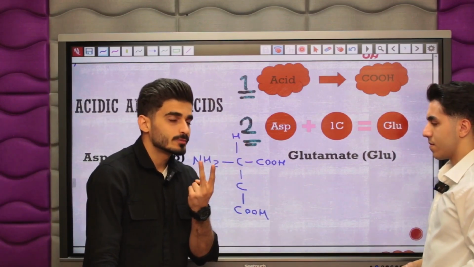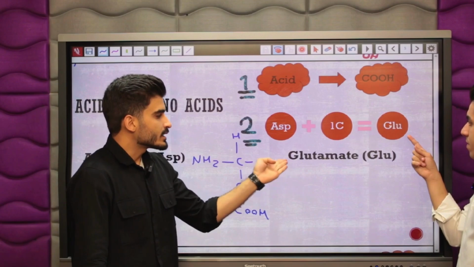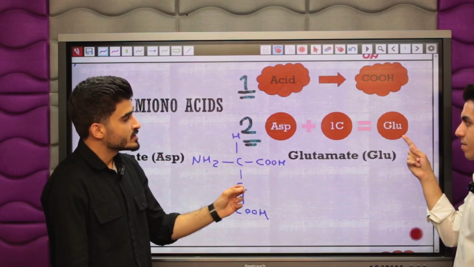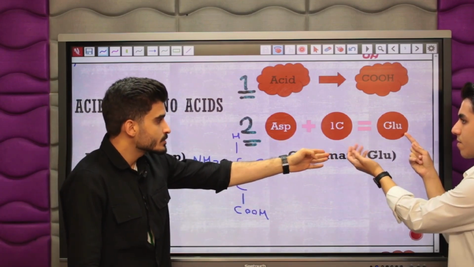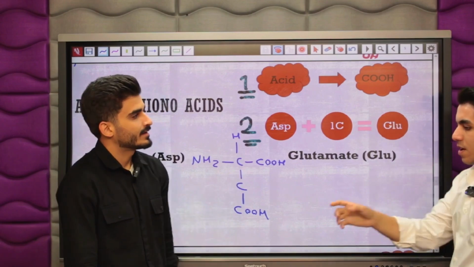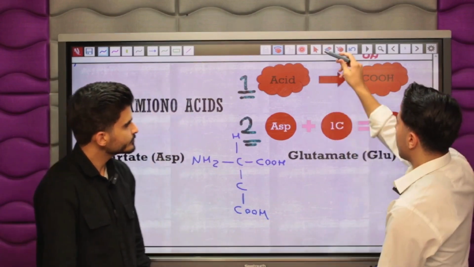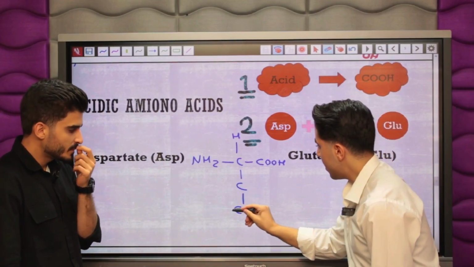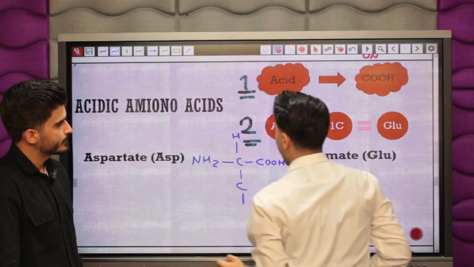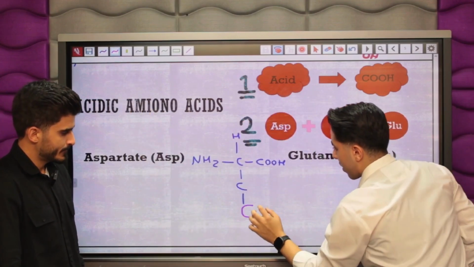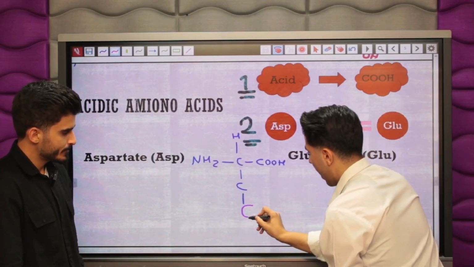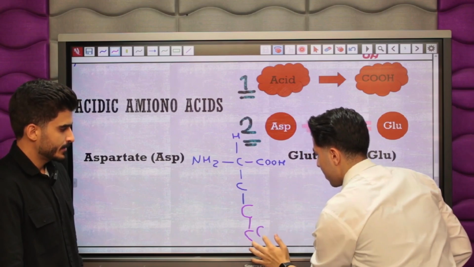For the second rule, to draw glutamate, we just need to add 1 carbon to aspartate. Let me show you. So, raise the carboxyl here. Add 1 more extra carbon, and a carboxyl group.